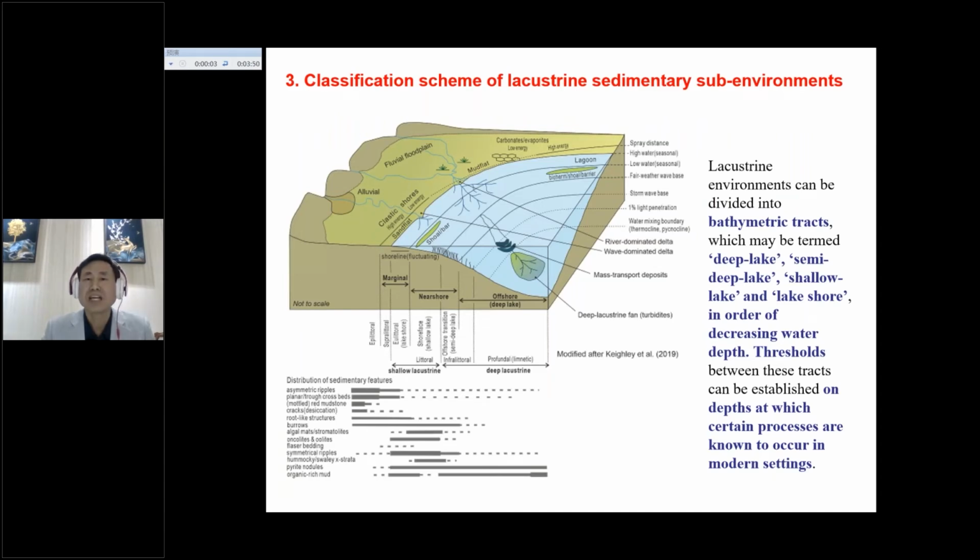Classification scheme of lacustrine sedimentary subenvironments. Lacustrine environments can be divided into bathymetric tracts, which may be termed deep lake, semi-deep lake, shallow lake, and lake shore, in order of decreasing water depth. In practice, we can merge deep lake and semi-deep lake into a generic name, deep lacustrine. Here is a deep lacustrine fan.